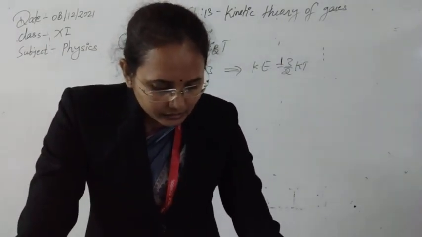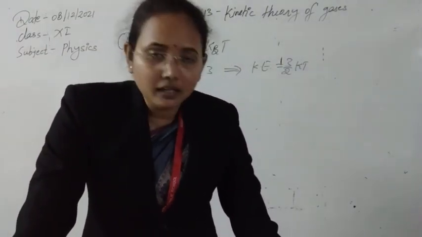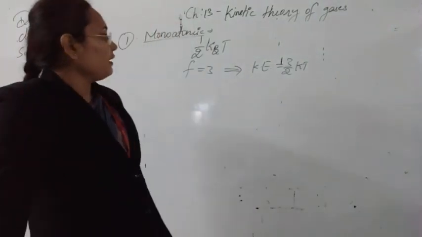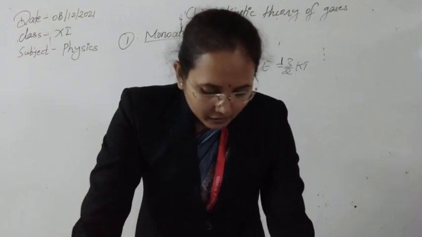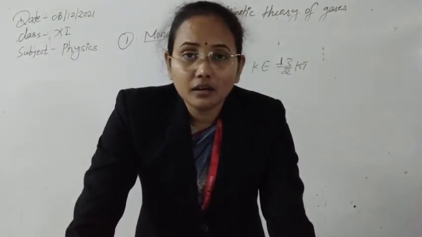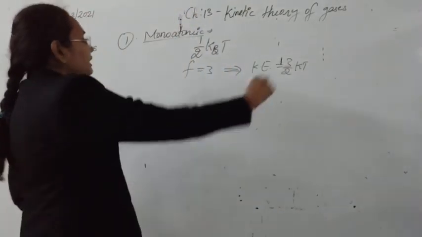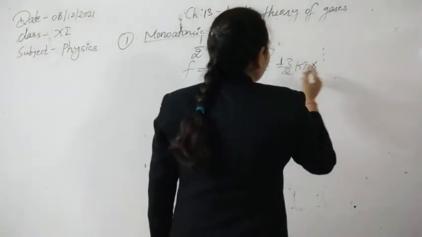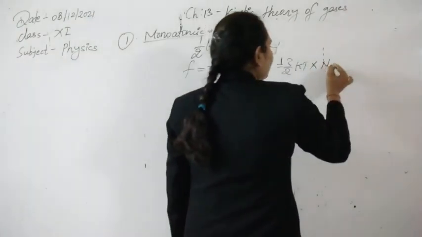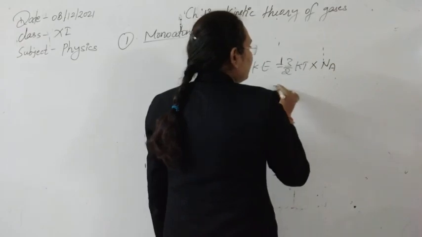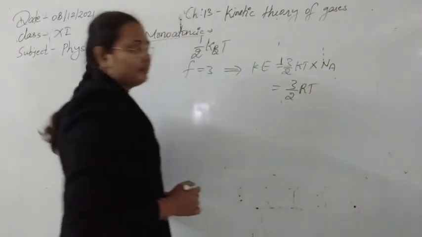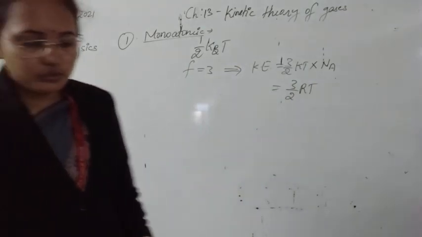Now, the total energy is clear. Suppose Na is the Avogadro number. Using the Avogadro number we can multiply the kinetic energy per molecule by the total number of molecules in the system. That can be calculated as 3/2 kT into Na, and k into Na can be written as R, so it is 3/2 RT. That one you know already.